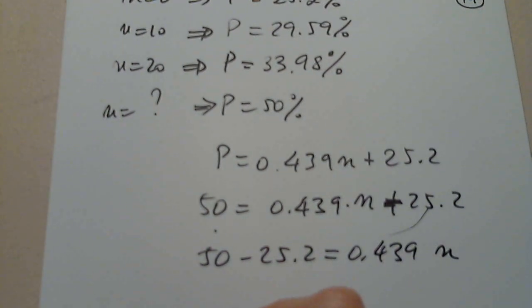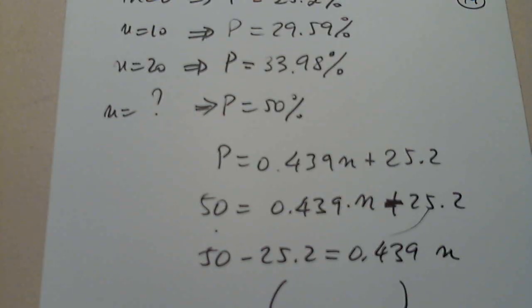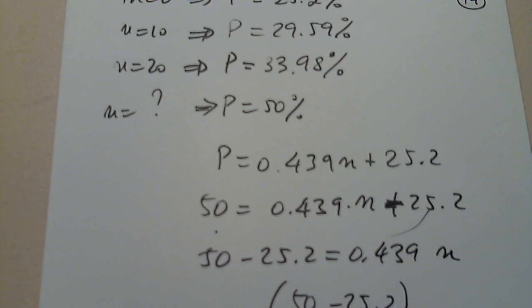And I recommend that you remember how to enter this in the graphing calculator. In the graphing calculator, you have to put parentheses. So 50 minus 25.2 over 0.439. There is no need for parentheses in writing, but we need parentheses for the graphing calculator. So get out of there with second and quit, and put parentheses 50 minus 25.2, close, and divide by 0.439.